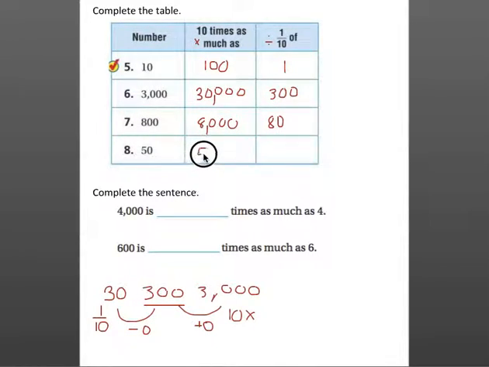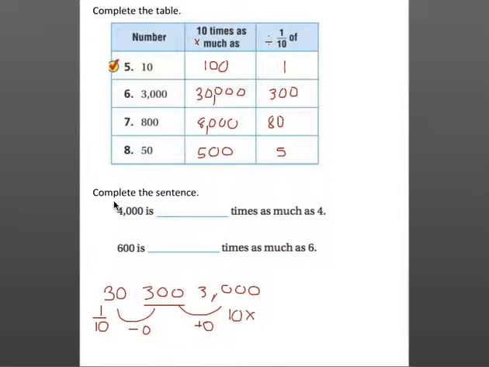50, 10 times as much would be 500. I'm adding a 0. 1/10 of 50 would be 5. So you could always check your work. And 3,000 times 10 would be 30,000. 800 times 10 would be 8,000. 50 times 10 would be 500. 3,000 divided by 10 would be 300. 800 divided by 10 would be 80, and 50 divided by 10 would be 5. So that is how you would complete a chart like this.